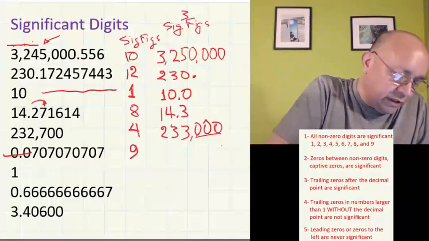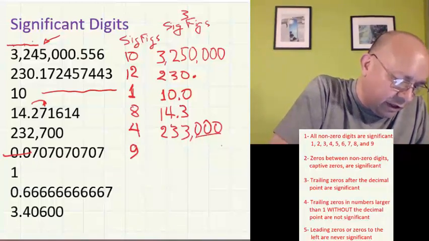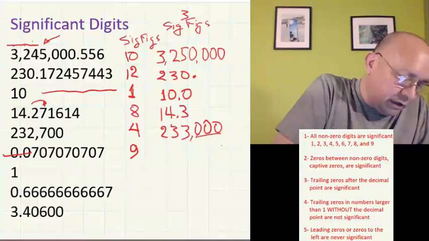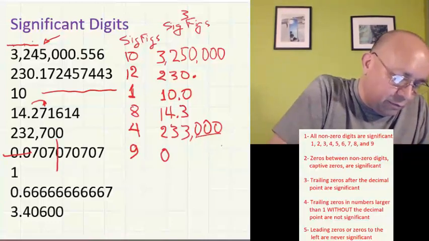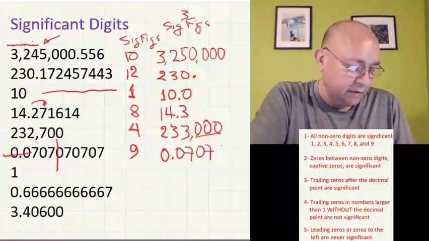Now let's write this with 3 significant digits without much explanation. I have to cut here. So 0.0707. That's that number with 3 significant digits.